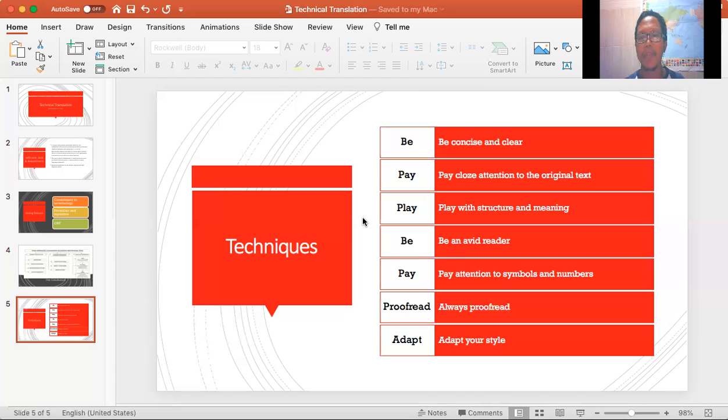And then pay attention to symbols and numbers. I think this is clear enough, and I don't need to discuss it in a lengthy way. Of course when it comes to technical translation, big chances are that you will meet symbols and numbers, and pay attention to that, because mistranslating even one number or one symbol may have dire consequences for the reader.